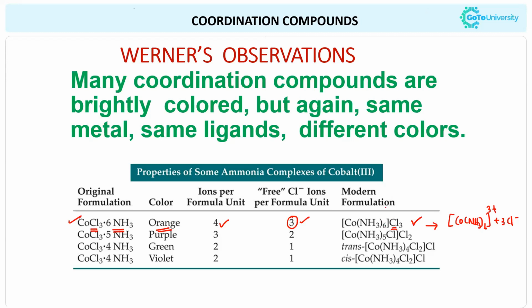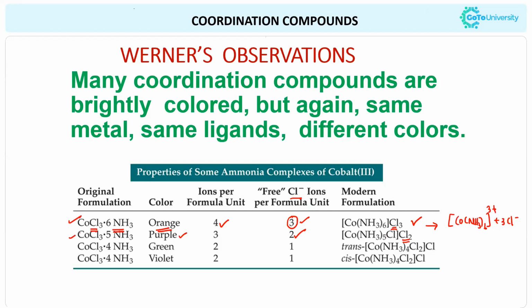Now, if you consider the second one, CoCl3·5NH3, this is in purple color. The free Cl− denotes how many are precipitating. We can see 2, which means 2 chlorine atoms are outside the coordination sphere. These 2 chlorine atoms will undergo ionization, but the chlorine present inside the square bracket cannot undergo ionization. They will always stay with that sphere only.